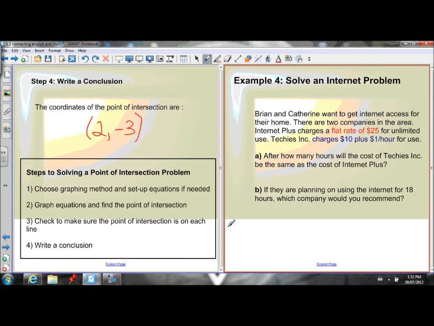Okay. Good. Now let's try a word problem. This is why this lesson is called Connecting English with Math, because we're going to have to be able to read sentences, look at some phrases, and change the phrases into algebraic equations, okay, that we'll be able to graph.